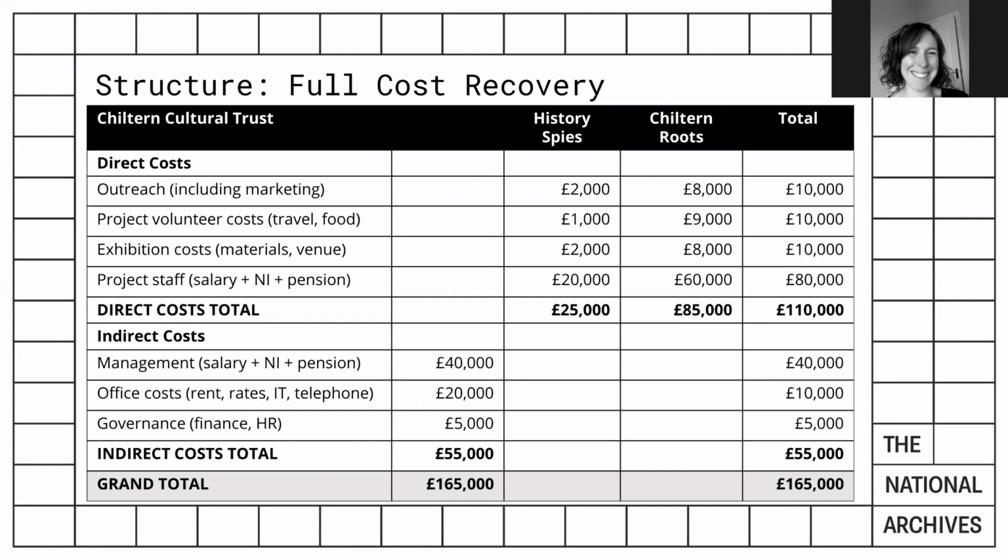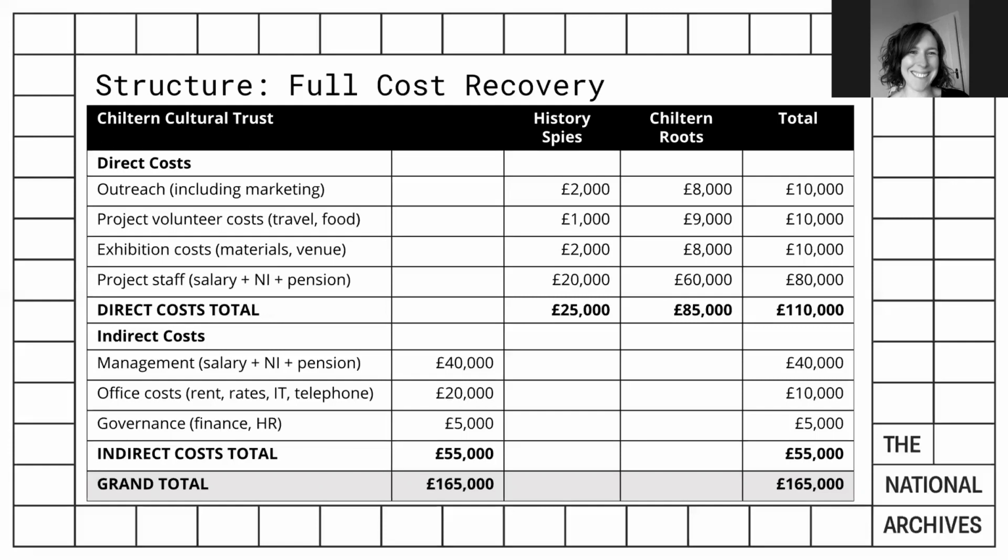Now, CCT, which I'm going to call them because Chiltern Cultural Trust is a bit of a mouthful, is currently delivering 2 projects. It's got History Spies and Chiltern Roots. History Spies is a project that works with school groups who come to the Trust venue as part of a regular programme of school trips. So it needs less direct costs and less staff time to run. Chiltern Roots, on the other hand, relies on volunteer time for delivery. It requires a lot more outreach, and there's more staff costs.